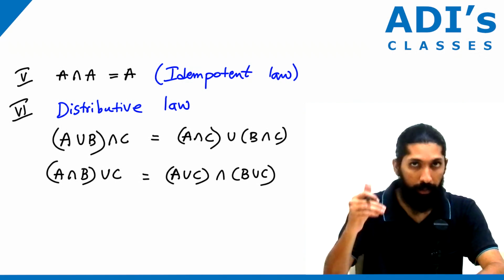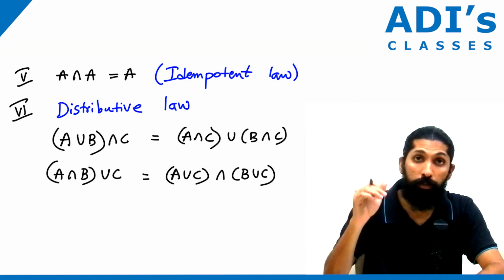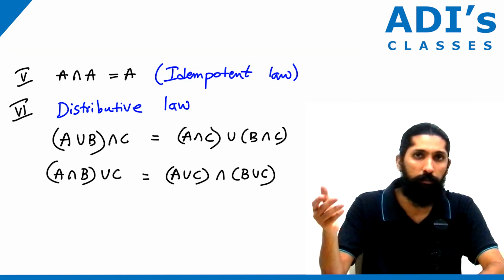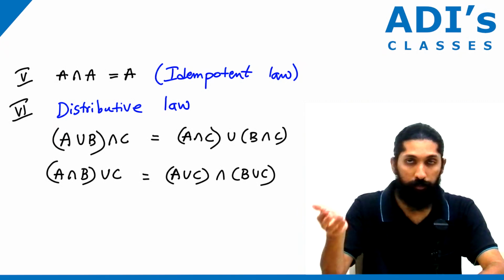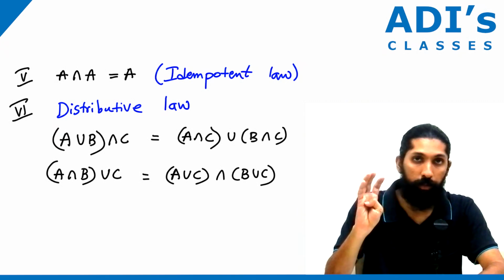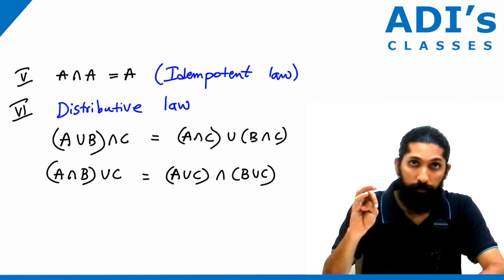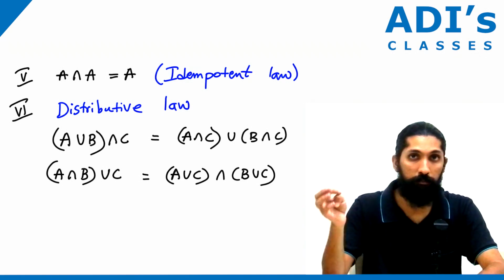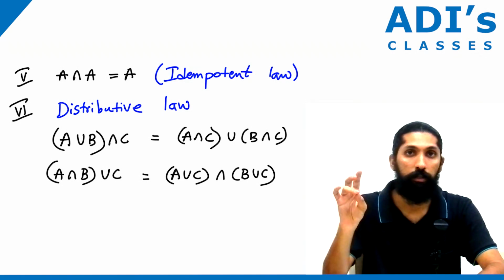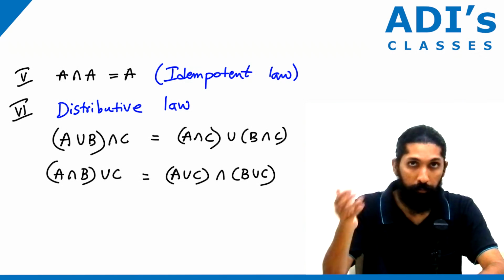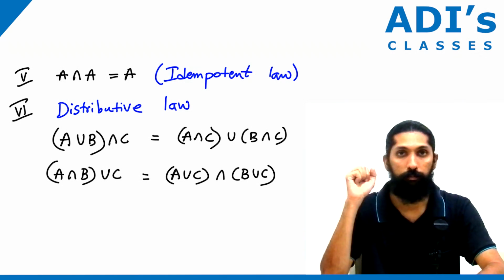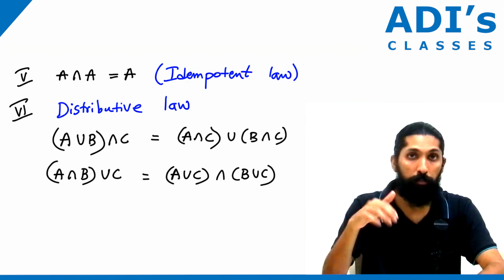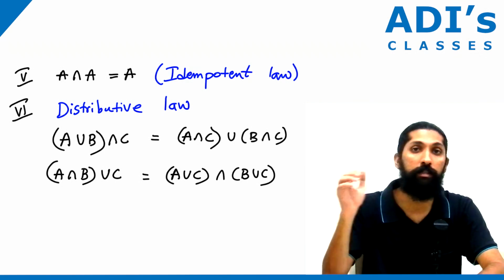That means in intersection, we have six properties, most of which are the same as what we have for union, except for the distributive law. We have commutative, associative, and the intersection with the null set and the universal set. Then you have the idempotent law. Then you have the distributive law. So all six of them are the properties of intersection of two sets.